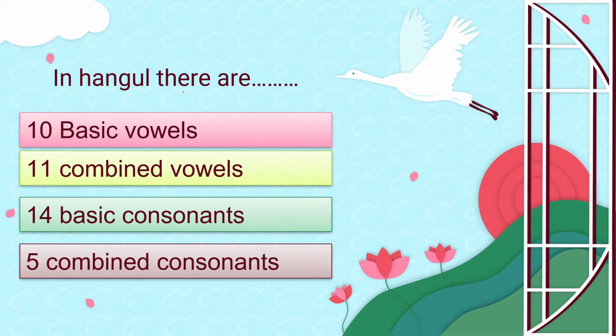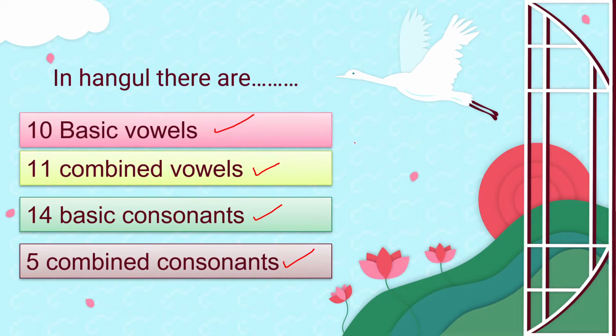So in Hangul, there are 10 basic vowels, 11 combined vowels, 14 basic consonants, and 5 combined consonants. Basically, it is the same as English. In English, we have vowels and consonants, but vowels are 5 in number, and we have 21 consonants. 26 are the total, 21 consonants and 5 vowels.